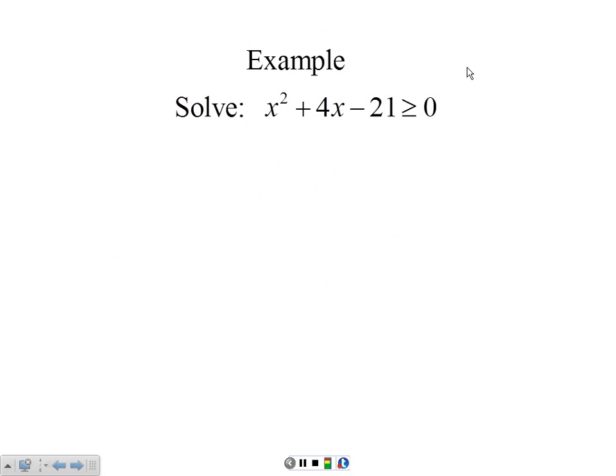Alright, so let's try again. Let's factor. And so we're going to have x and x. Signs are going to be different. What can I multiply together to get negative 21, but add together to get 4? I'm thinking 7 and negative 3. So we're going to have x plus 7 equals 0 and x minus 3 equals 0. And so we'll have x is equal to negative 7 and x is equal to 3.